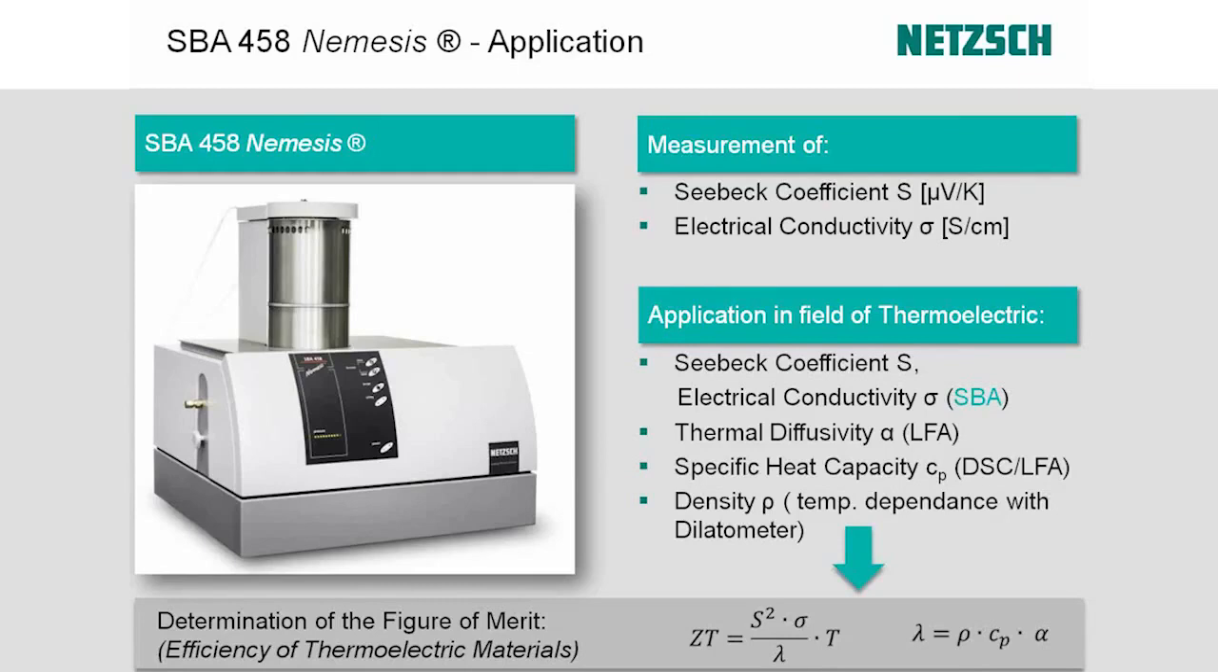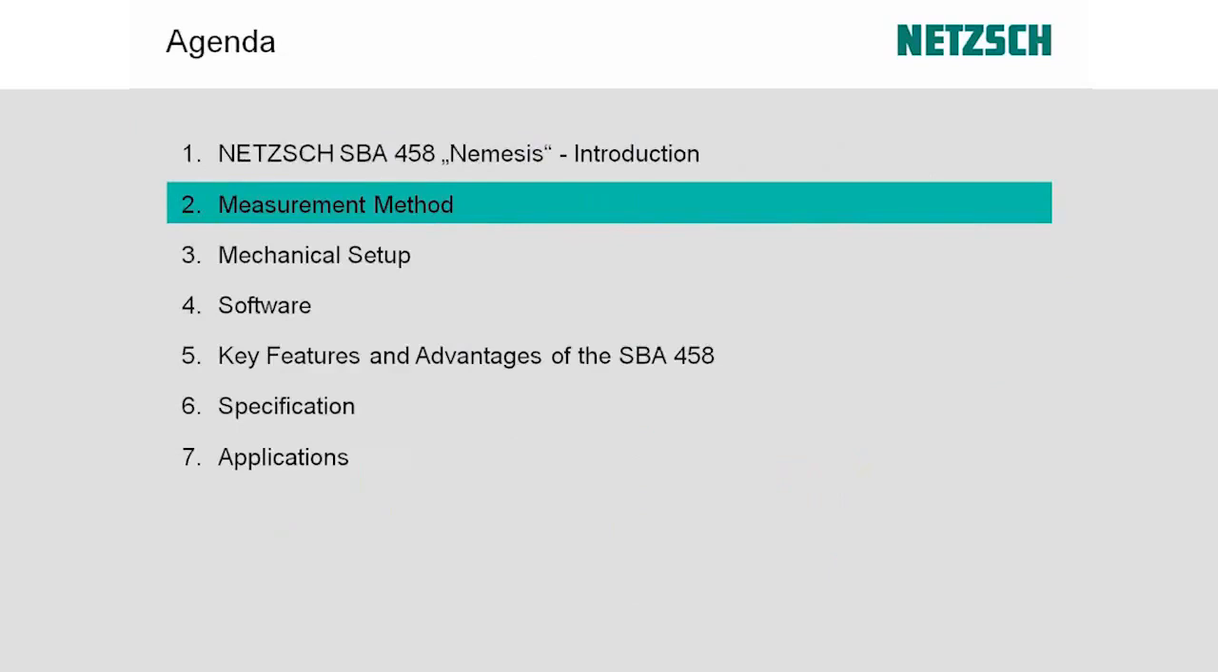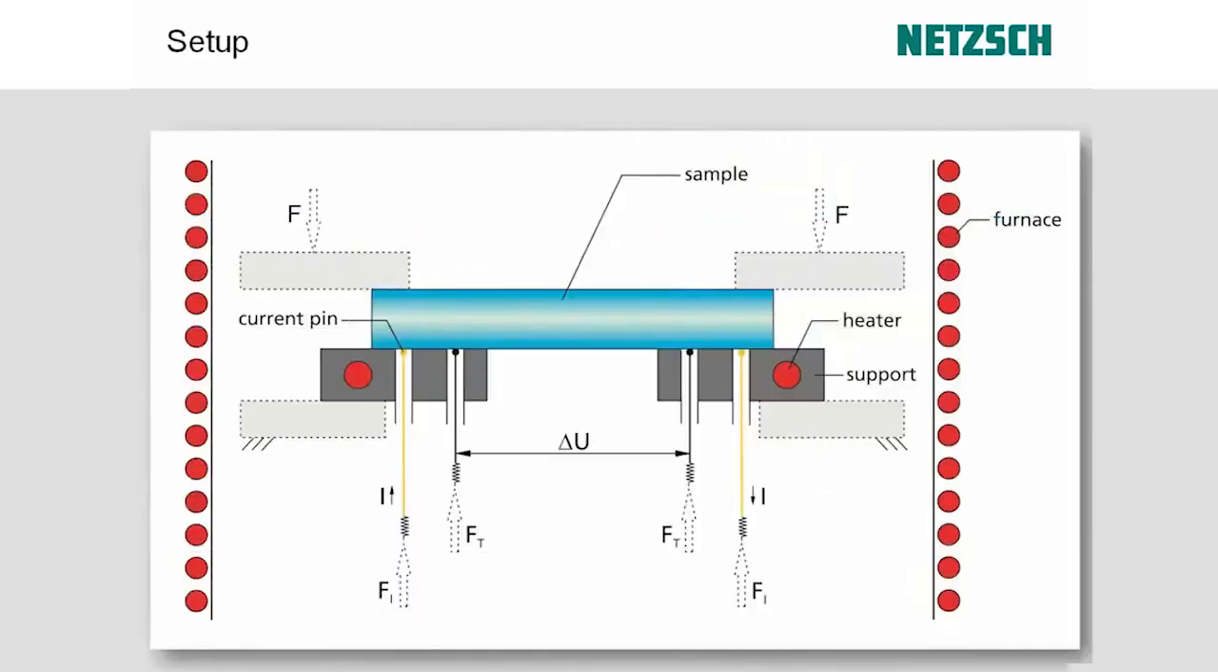Of course, Netsch, as you probably know, has capabilities to measure thermal conductivity. And primarily with the flash diffusivity method, or LFA, we are determining thermal conductivity through the equation presented. Lambda is equal to the density times specific heat times thermal diffusivity. So in combination with the LFA to measure thermal diffusivity, or possibly DSC to measure specific heat as well, and the SBA 458, we have all of the tools required to determine the figure of merit. And so we will move now to discuss the measurement method for the SBA 458.